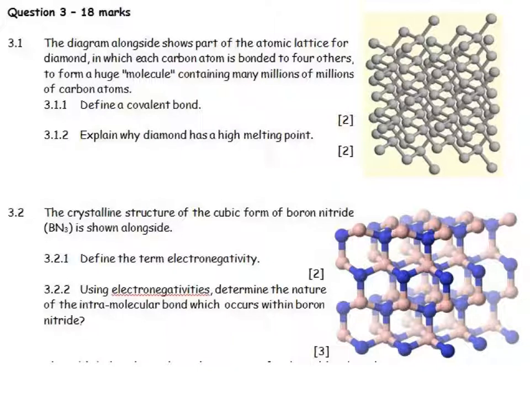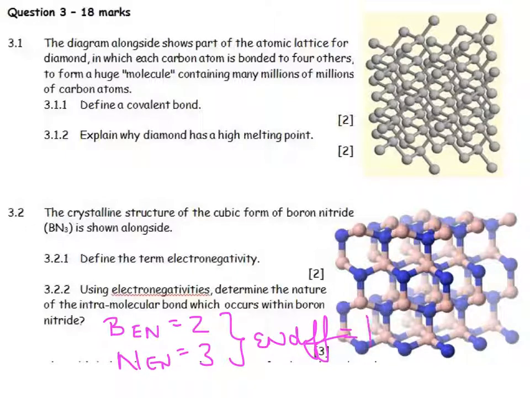Using electronegativities, determine the nature of the intramolecular bond. In other words, not the intermolecular force, but the actual bond. Is it covalent? Is it ionic with boron nitride? So let's go. Boron, the electronegativity is 2, whilst nitrogen, the electronegativity is 3. So that electronegativity difference is equal to 1, which would make it less than 1.4 or 1.7. So it's a polar covalent bond.